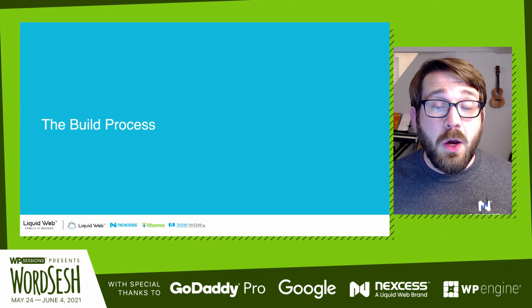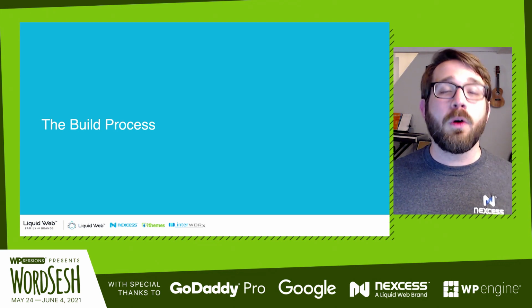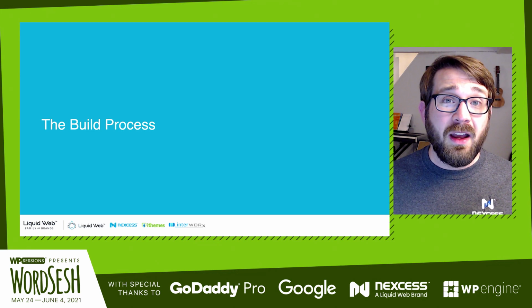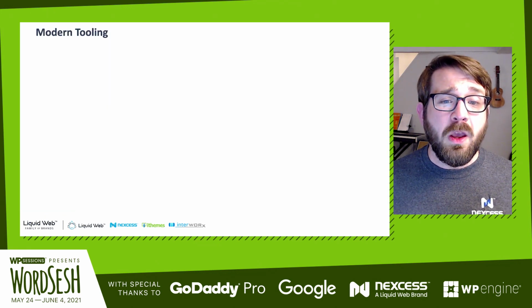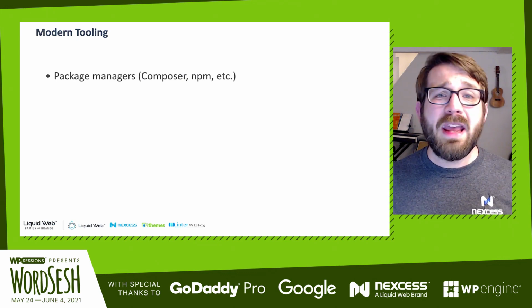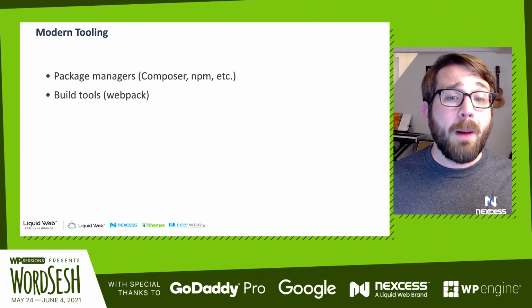We have one. WooCommerce has one. Jetpack has one. Heck, even WordPress Core has been modernizing their build process over the past few years. And with good reason. There are a lot of really cool tools out there. We have things like package managers, so Composer for PHP dependencies, NPM and Yarn for JavaScript. We have build tools like Webpack.